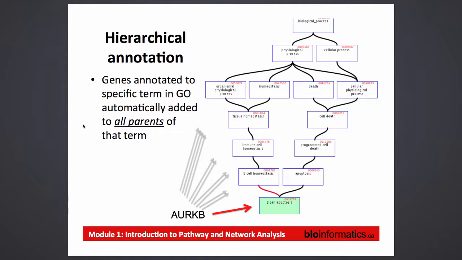Here's an example of how genes and proteins get annotated to the tree. And this is important to understand when you look at pathway enrichment analysis, because you see a lot of overlapping processes coming out. For example, there's a kinase called Aurora kinase B that is known to be part of B cell apoptosis. And in the process, it is automatically added to all the parent terms of that process. So it's not only associated with B cell apoptosis, it's associated with apoptosis in general, as well as cell death, as well as death, as well as biological process. So the annotations are sort of growing up the tree.